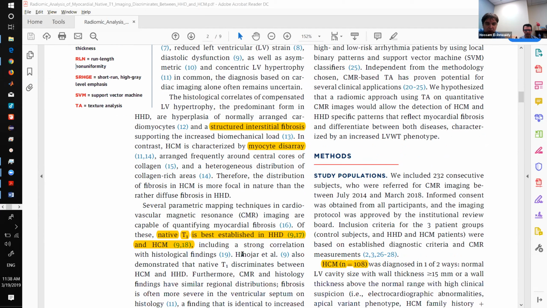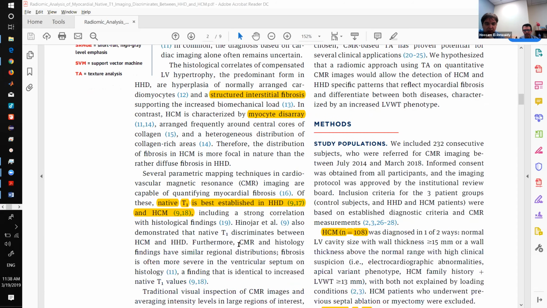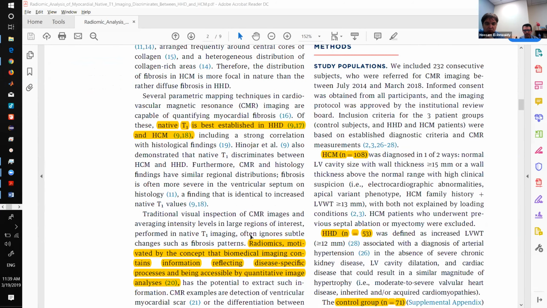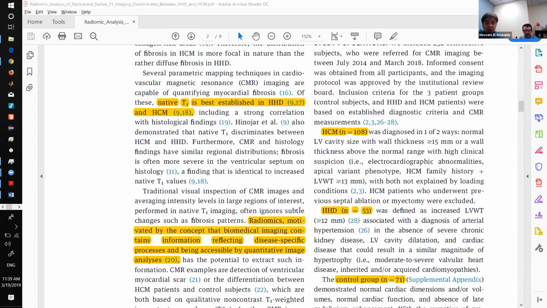Native T1 maps, because these are quite well established as fibrosis assessment tools in both diseases, and the literature is quite wide in that field, so there seems to be a lot of evidence for that. And then apply a radiomics approach to the differentiation between these two diseases.